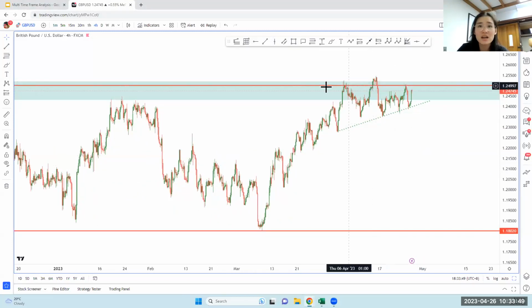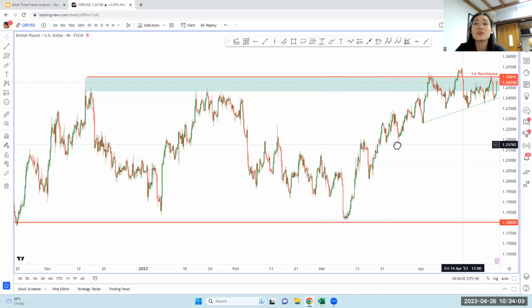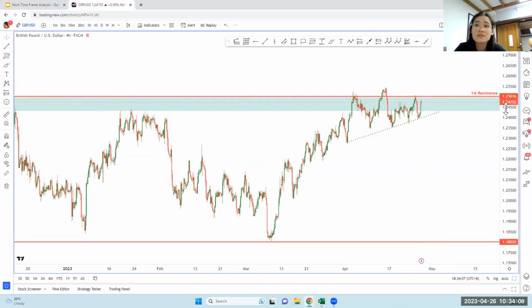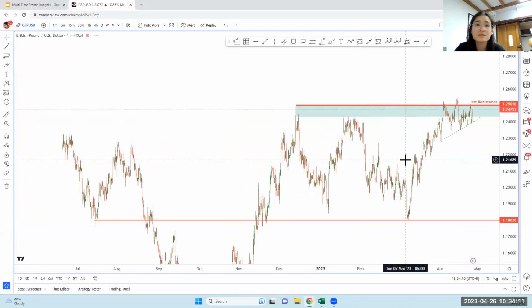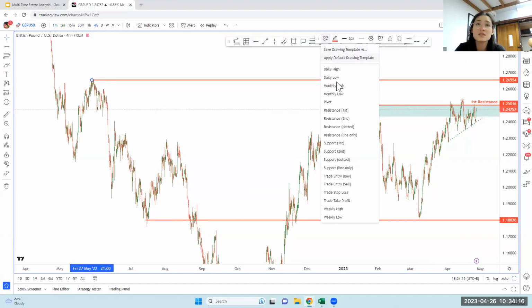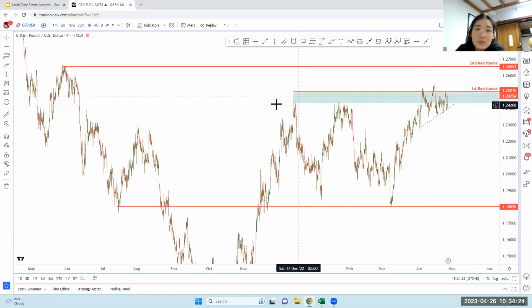So here I've already marked out a resistance level that we can take note of. And as I mentioned earlier, since this is also relevant on our smaller time frames, that's how you can tell that this is a pretty significant level. So I'm going to label this as my first resistance. Okay, and here's my second resistance. But you can see my second resistance is not as significant as my first resistance. Look at the number of times that price has tested this resistance area.